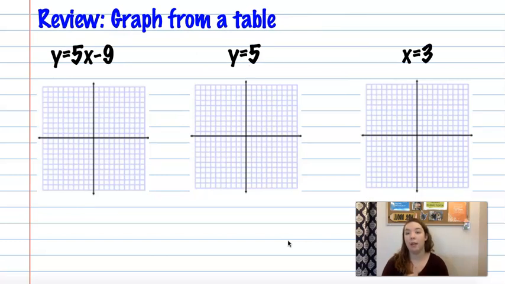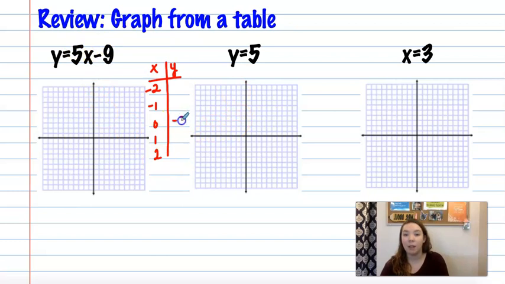So, graphing from a table, we're going to review this. It was part of section 3.3, but just as a refresher before we move on, when you are graphing from a table, you can pick whatever x's you want. I like to keep things nice and small, nice and easy, but you can pick really anything for x. I like to plug in 0. I think that's the absolute easiest. 5 times 0 is 0. 0 minus 9 is negative 9. Then if you plug in 1, 5 times 1 is 5. 5 minus 9 is negative 4.